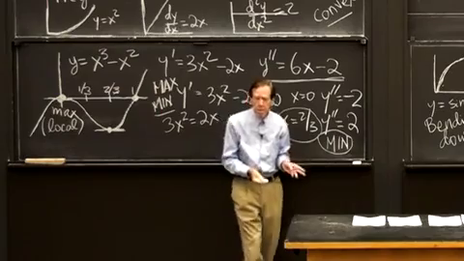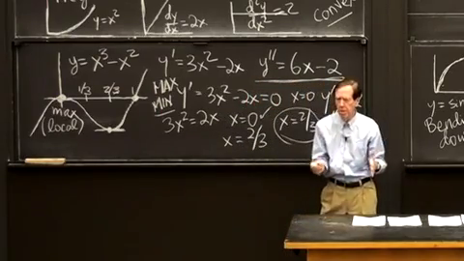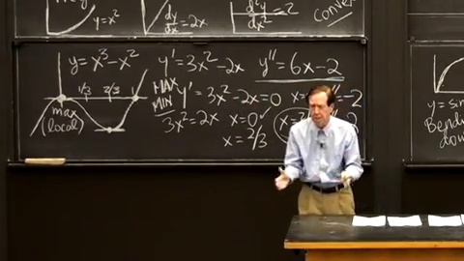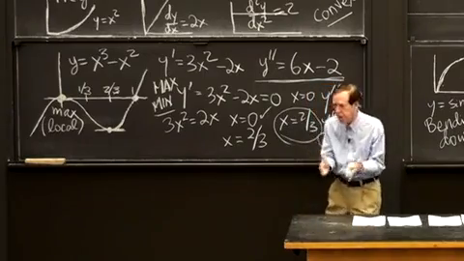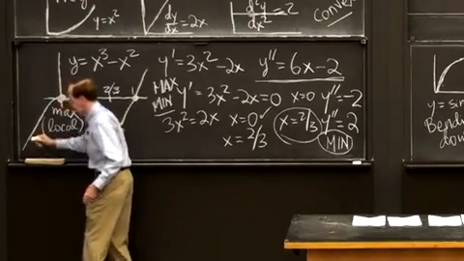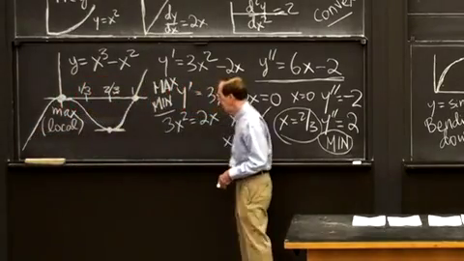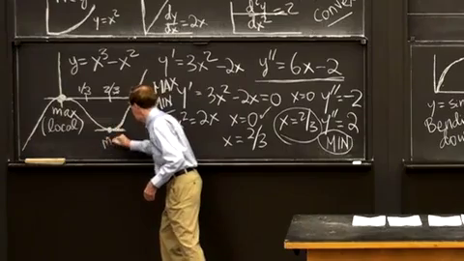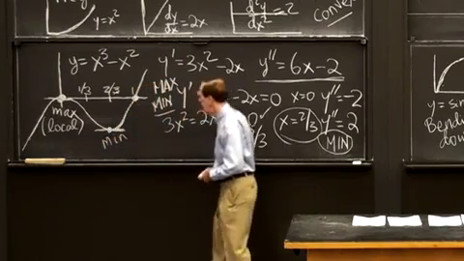And again, it's only a local minimum. The derivative can only tell you what's happening very, very close to that point. The derivative doesn't know that over here the function is going further down. So this is a min, and again, a local min. Okay.